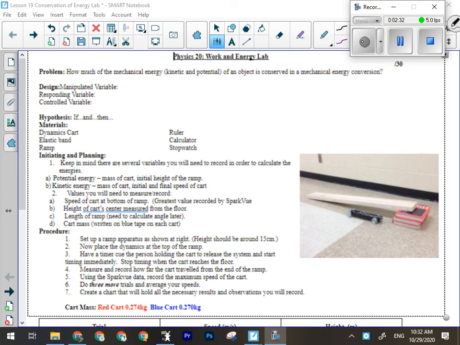Now, for our hypothesis, we need an if and then statement that's looking at kinetic and potential energy and incorporating the work energy theorem. So the if part of our hypothesis should probably just say what the theoretical relationship would be between the energy at the top of the ramp and the energy at the bottom of the ramp. So I'm thinking kind of like conservation of energy here.